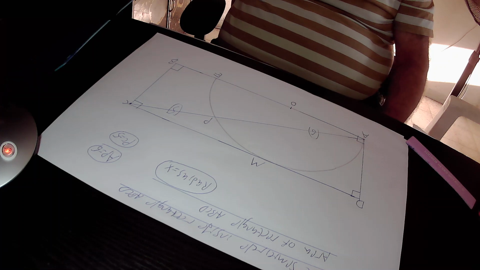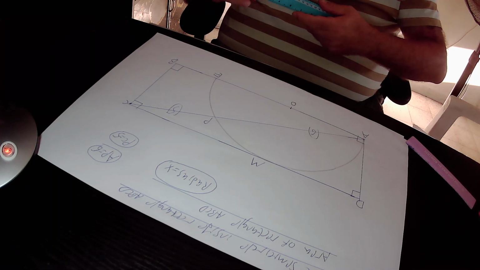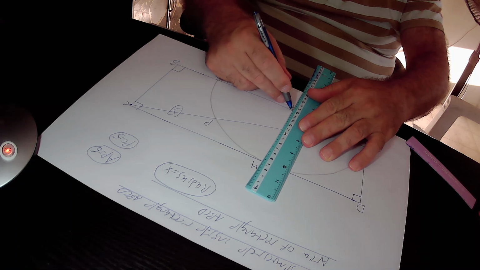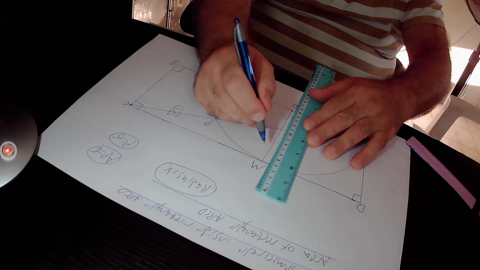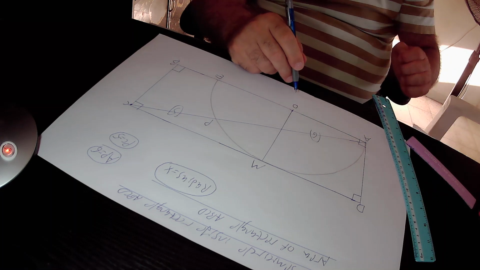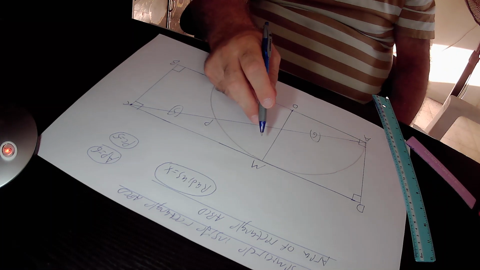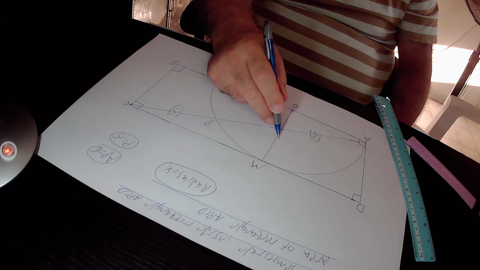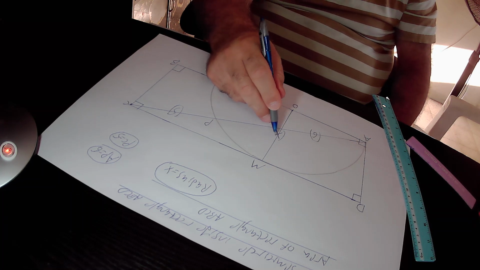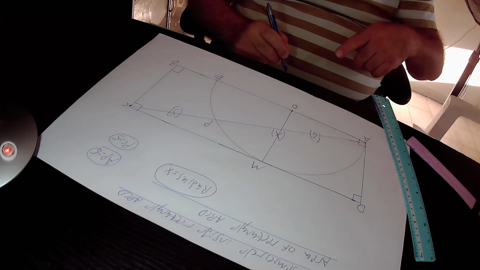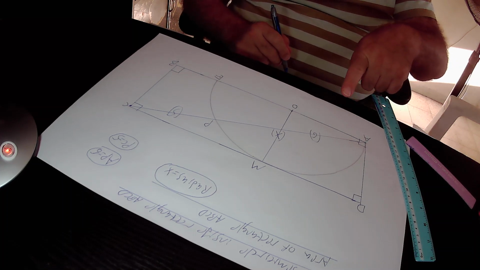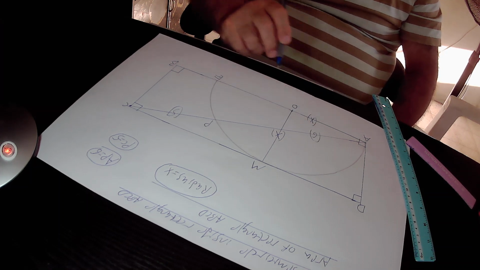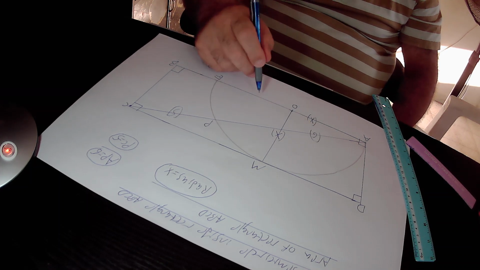In the next step, we join points O and M together on a straight line. Point O is the center of the semicircle. Point M is the point on the semicircle itself. Therefore, OM is the radius of this semicircle, equal to x. Likewise, OA is also the radius of the semicircle, equal to x, and OE is also the radius of the semicircle, equal to x.